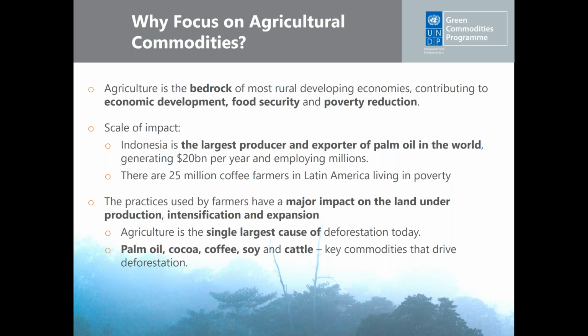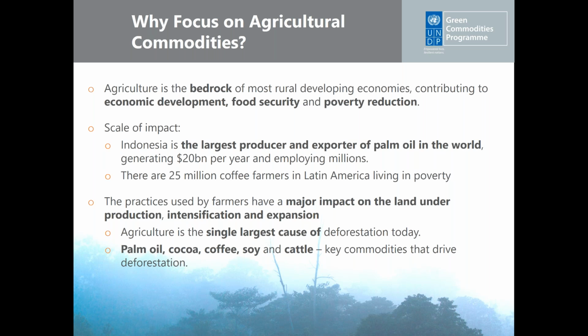The practices used by farmers have a major impact on the land under production, intensification, and expansion. Here are two facts. First, agriculture is the single largest cause of deforestation today. If we take palm oil, cocoa, coffee, soy, and cattle, these are the key commodities that drive deforestation. Commodities have a vast global impact, both socially and economically, and also environmentally. 70% of tropical deforestation is driven by soy, beef, and palm oil alone.